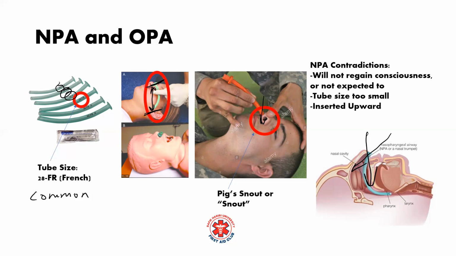Tube size too small: you will not have sufficient airflow. And if it's inserted upward like this, it will never touch here. This is where it needs to go, the pharynx, because it's nasal, through the nose, pharyngeal, because of the pharynx.